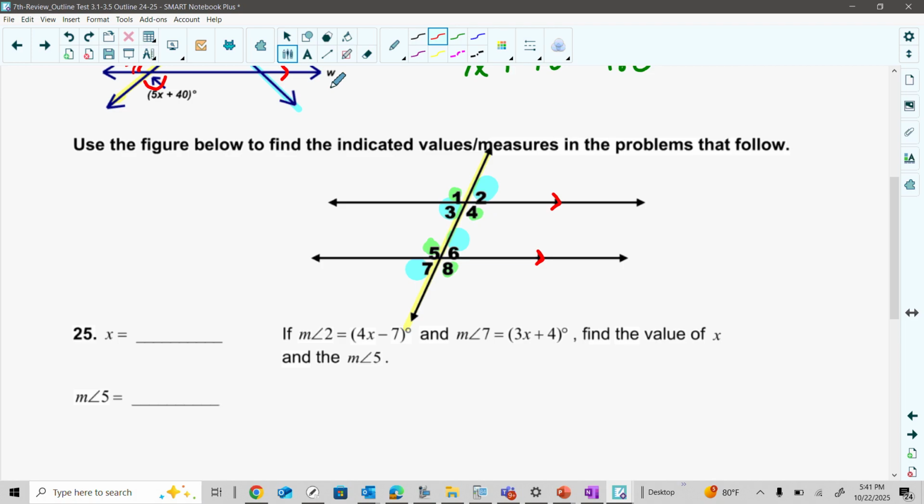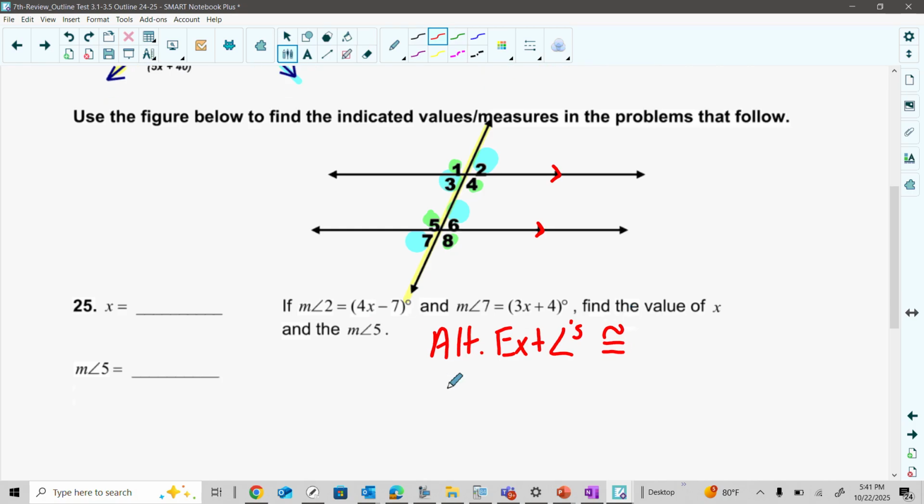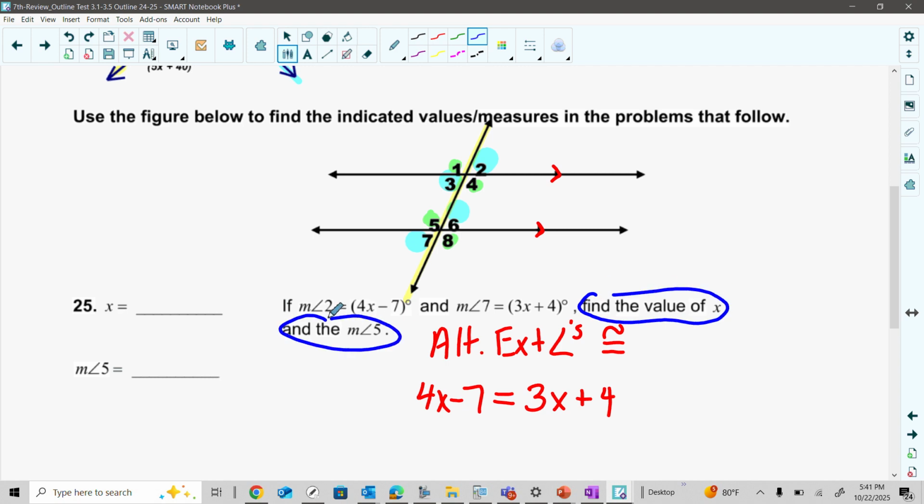So I'm just going to see if we can recognize the angle type, the pair, the relationship, so we can set up the equation. So here on 25, we're focusing on 2 and 7. They're not on the same side of the transversal, they're on opposite sides. So we call that alternating or alternate, and they're outside the parallel lines, so they're alternate exterior angles. And those relationships are congruent. So that's your hint to set up this equation. We have to make our two expressions, the 4x minus 7, equal to each other. 3x plus 4. So we are doing two things now. We are finding the value of x and the measure of the angle.